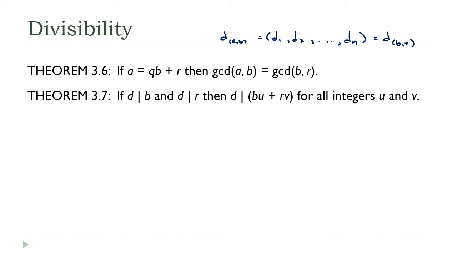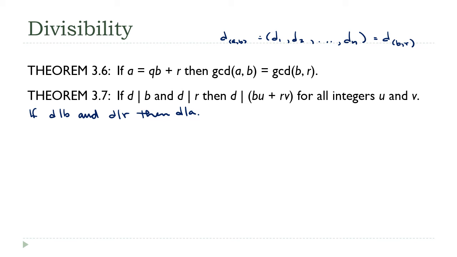We really have to do this in two parts, right? First, I'm going to show that if D divides B and D divides R, then D divides A. Okay, then D is also a divisor of A. And because we already knew it was a divisor of B, that was part of our assumption there. That means all the common divisors of B and R are also common divisors of B and A.